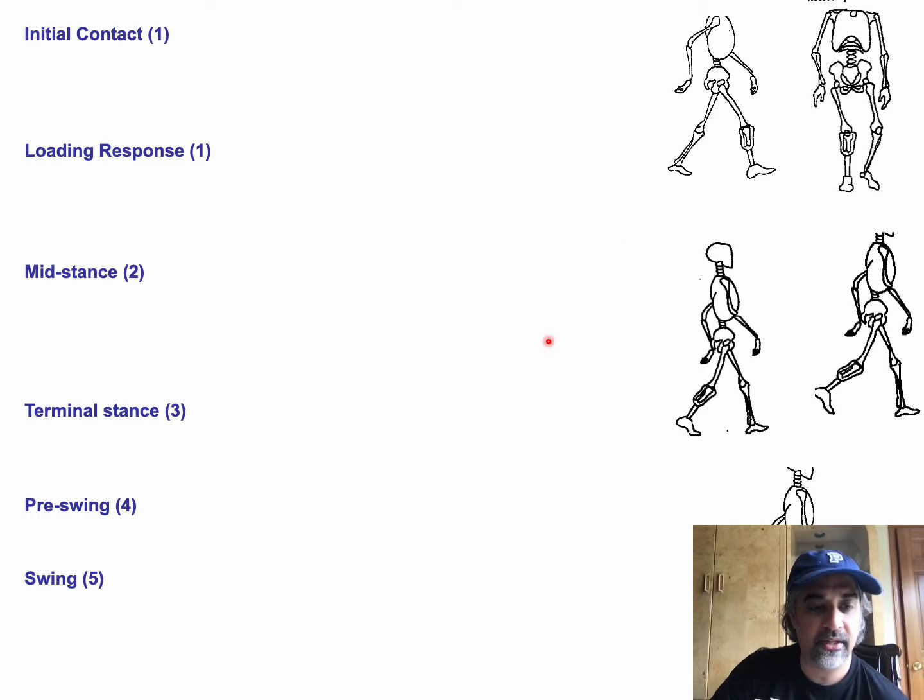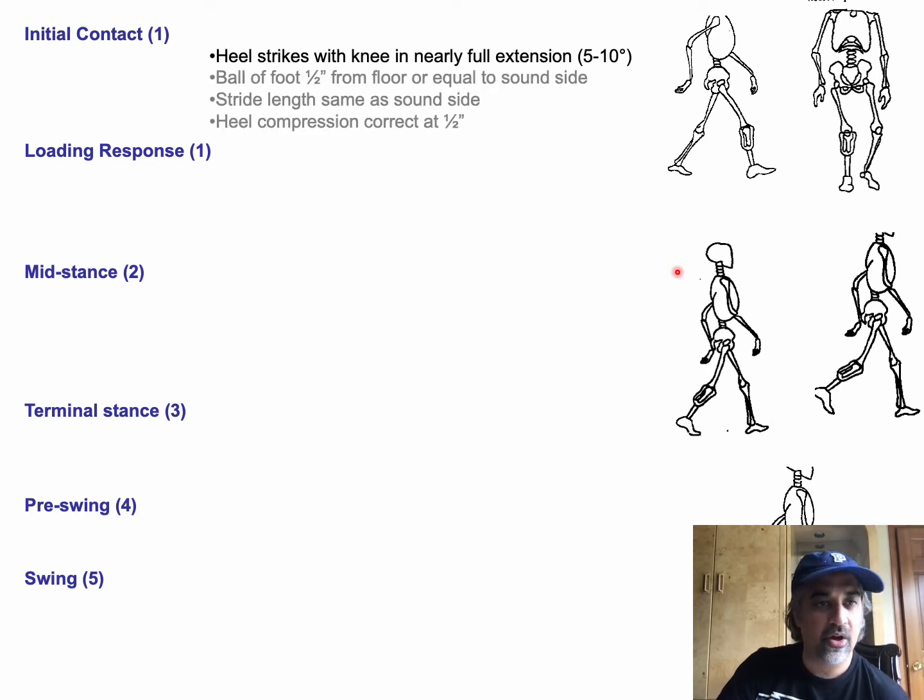As you can see in this picture, this is a sound limb, and this is a prosthetic limb here, and you can see it from the side view as well as from the front, and we're going to have lots of these kinds of pictures later. On initial contact, the most important part for the BKA amputee is that the heel is striking with the knee in nearly full extension.